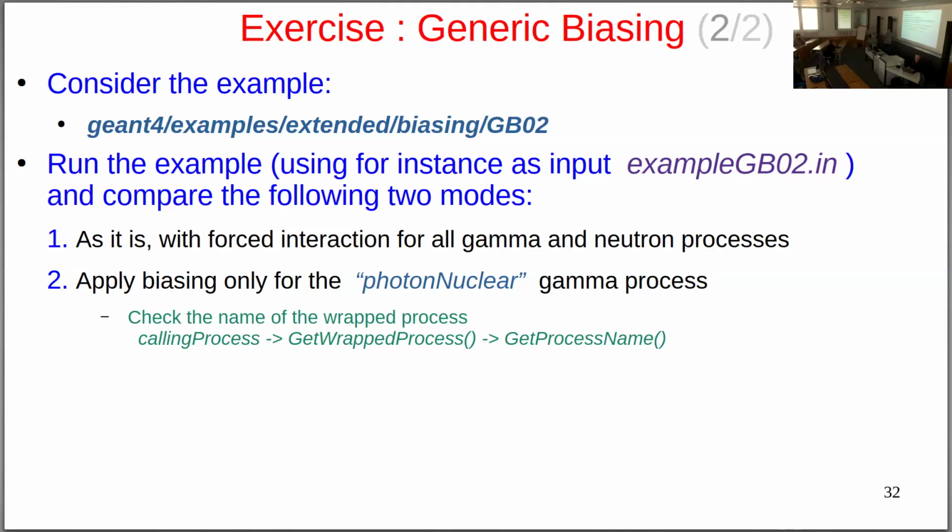Many of these things will be much clearer in an hour when there will be the lecture on this generic biasing, by the person who actually implemented generic biasing in Geant4, Marc Verderi. Okay, so that's it from me.